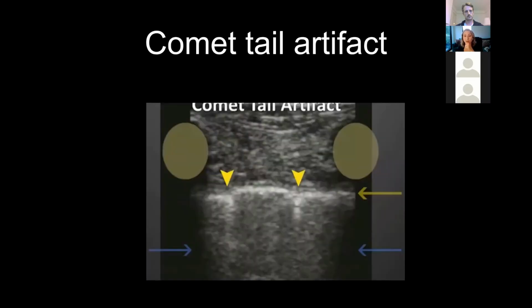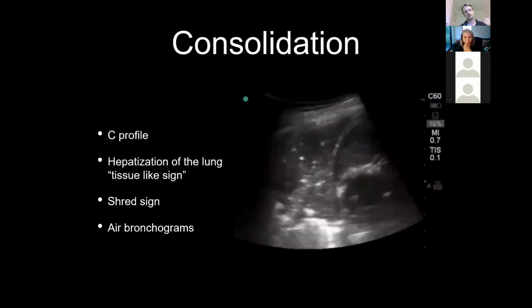A comet tail artifact is also a ring down artifact, but this time it attenuates. A comet tail artifact happens when it hits something fibrous rather than fluid filled. So it will still have a bit of reverberation, but the signal will be lost as it goes down because it's not fluid filled. Or it can be an irregularly shaped structure that it's reverberating off, and some of the signal will be scattered. Either way it attenuates, and that's a much more innocent artifact than a B line.